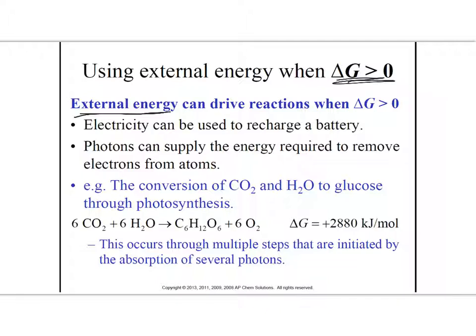For example, photosynthesis, the conversion of CO2 and water into glucose. That is not a thermodynamically favorable reaction. You can see our delta G is a huge amount. But if we bring in an energy source, for example, photons, we can drive that reaction forwards despite the fact that it's not thermodynamically favorable.